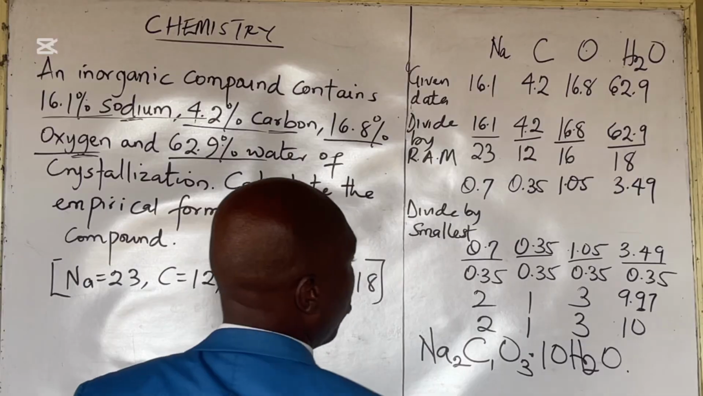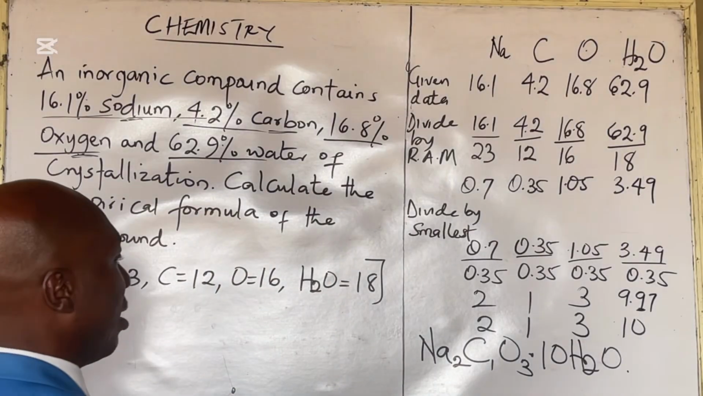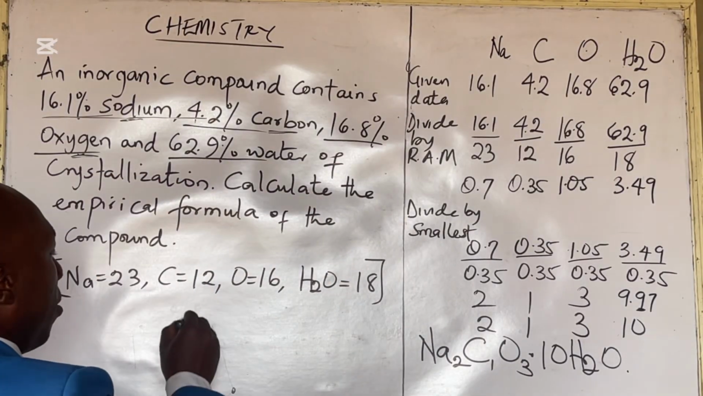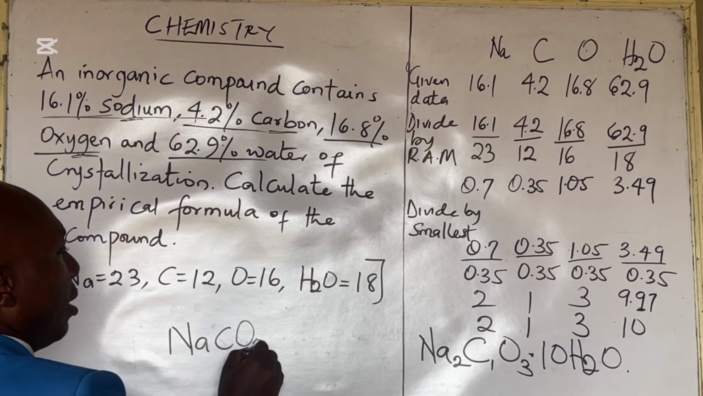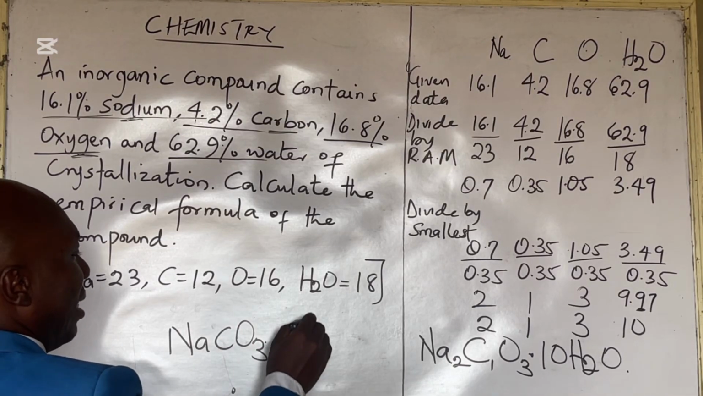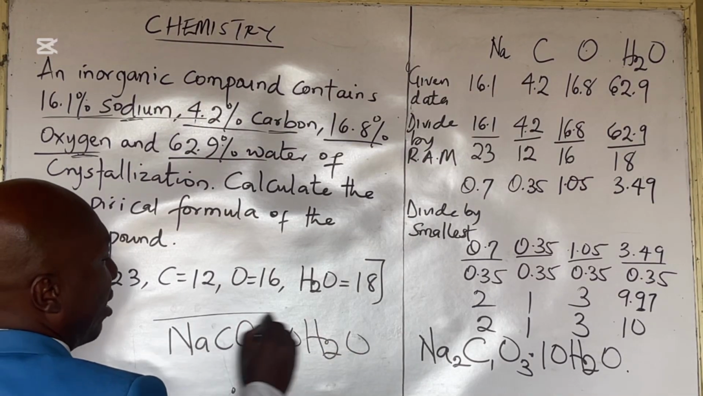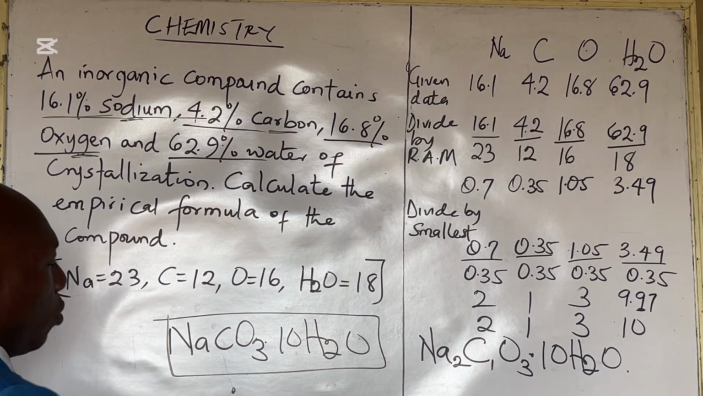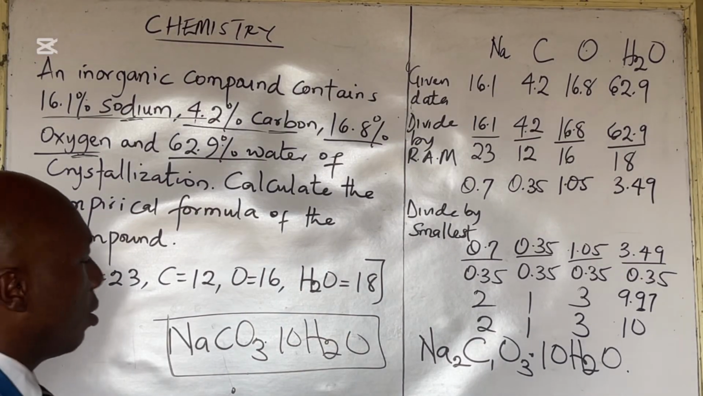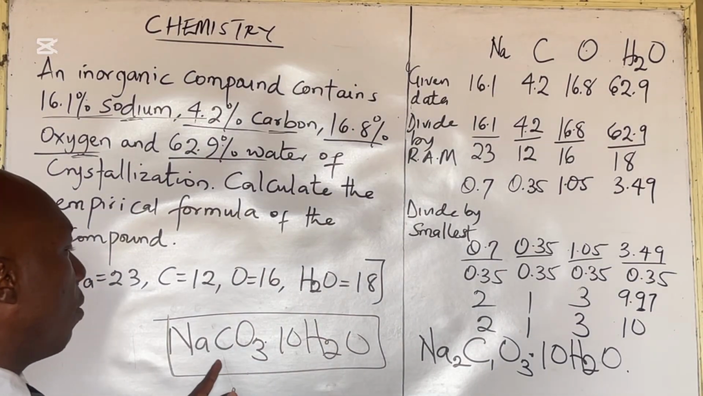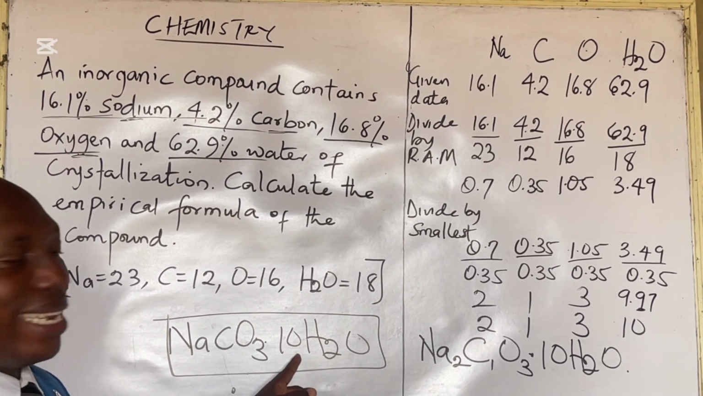So how do you pronounce this compound? You write it very well. Sodium carbonate decahydrate. Deca means 10, decahydrate.